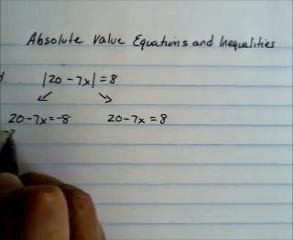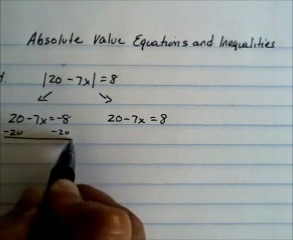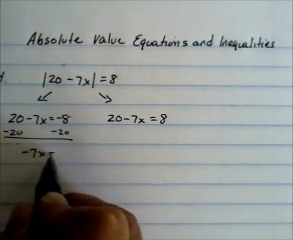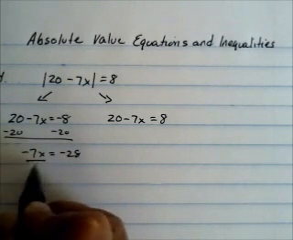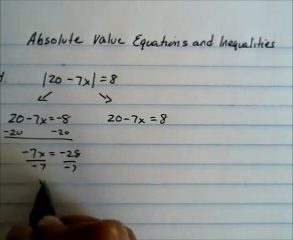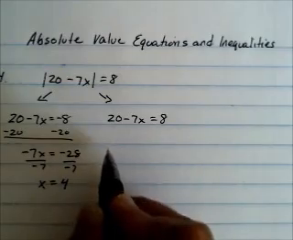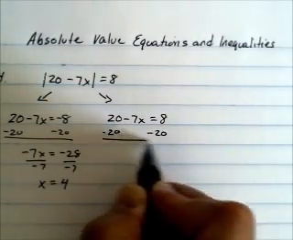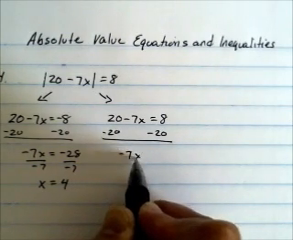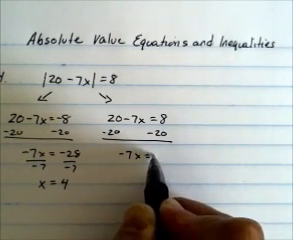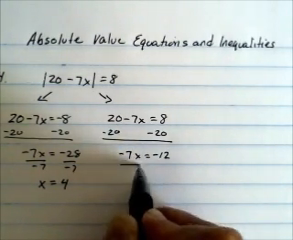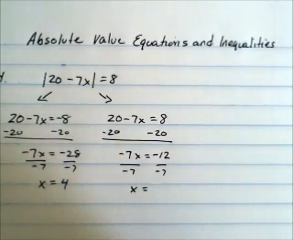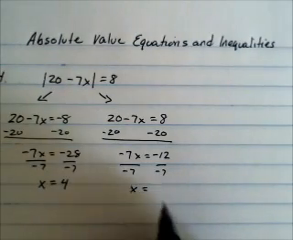Subtracting 20 from both sides, negative 7x is equal to negative 28, and dividing by negative 7, x equals 4. For the other equation, subtracting 20 from both sides, negative 7x equals negative 12, dividing by negative 7, and x equals 12/7.